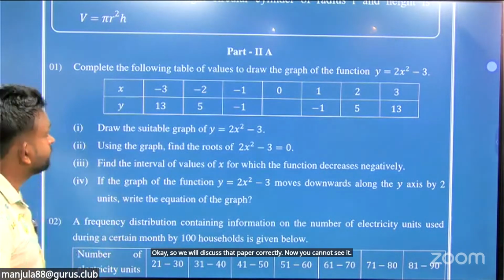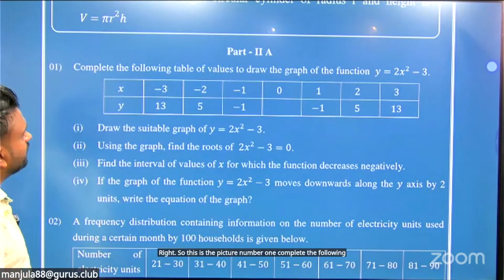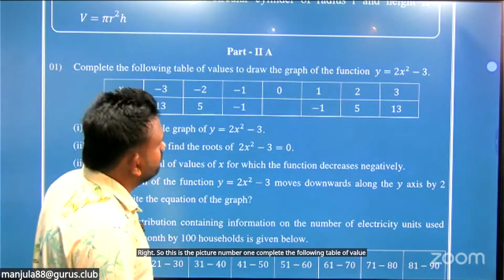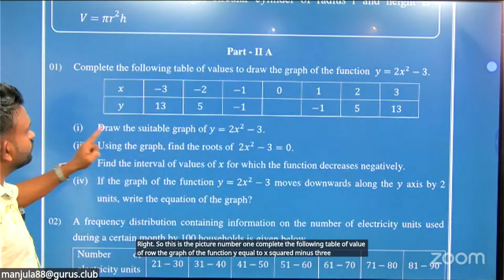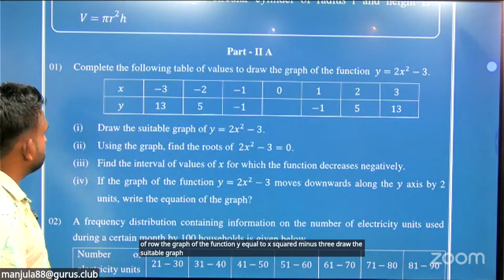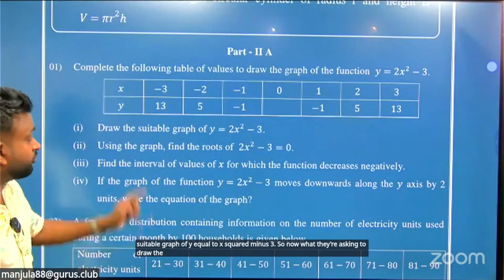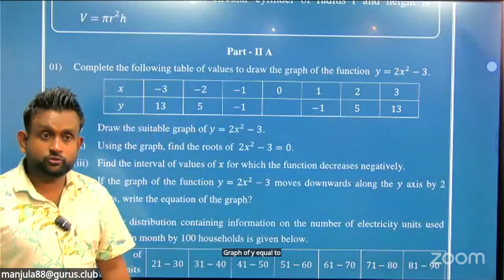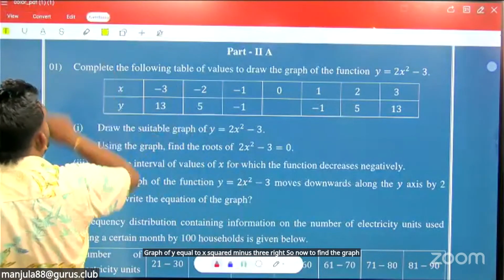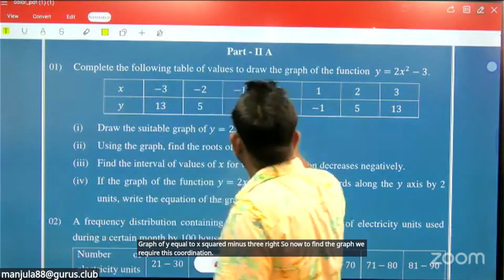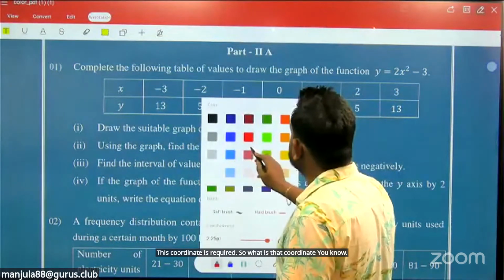Right, so this is question number one. Complete the following table of values and draw the graph of the function y equal to x squared minus 3. Draw a suitable graph of y equal to x squared minus 3. So now what they are asking is to draw the graph of y equal to x squared minus 3. Right. To find the graph, we require these coordinates. So what is that coordinate? We will check the coordinate here.